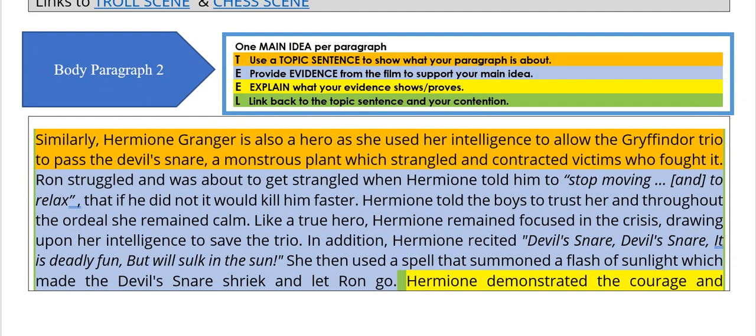We'd follow the same structure, this time for Hermione Granger. In Hermione's case, we have got quotes where she says, "Stop moving [and] relax." You'll notice here we have inserted the word "and" in square brackets. This is in order to make the sentence flow smoothly. It's okay to provide one piece of evidence and one explanation, but you will in future be asked to show two pieces of evidence and two explanations. I would challenge you to try this as soon as possible.